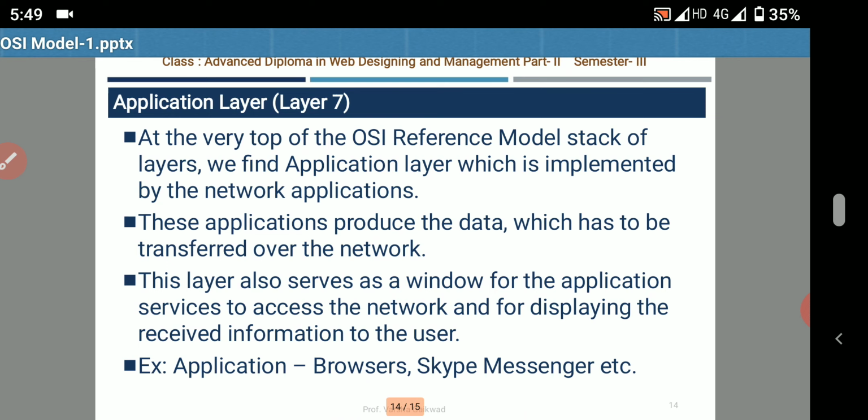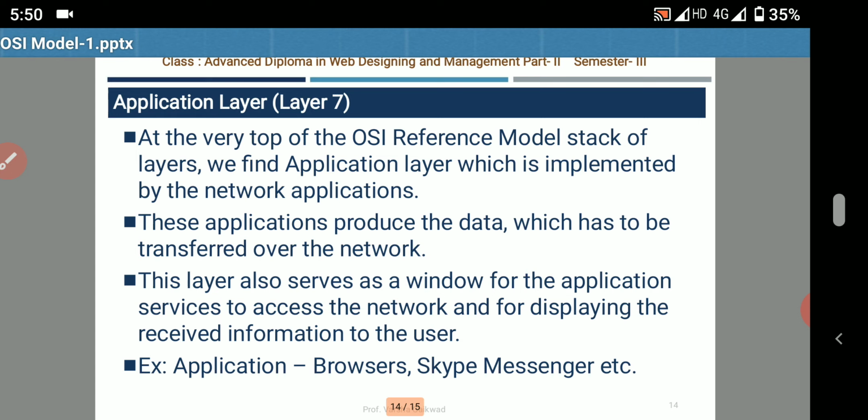Next is application layer. At the very top of the OSI reference model stack of layers, we find application layer, which is implemented by the network applications. Okay, what is application layer? Applications that use internet such as Google Chrome, Firefox, Outlook, Skype. Okay, these are the applications over the application layer. These applications produce the data which has to be transferred over the network.